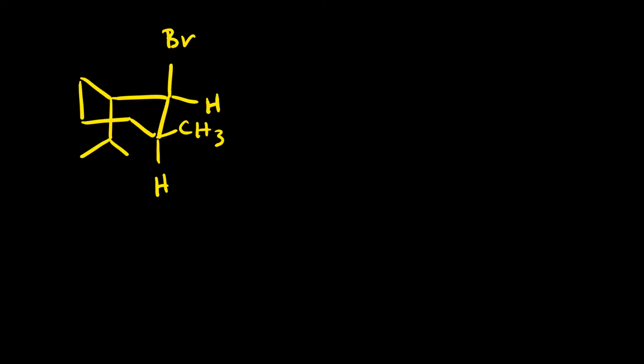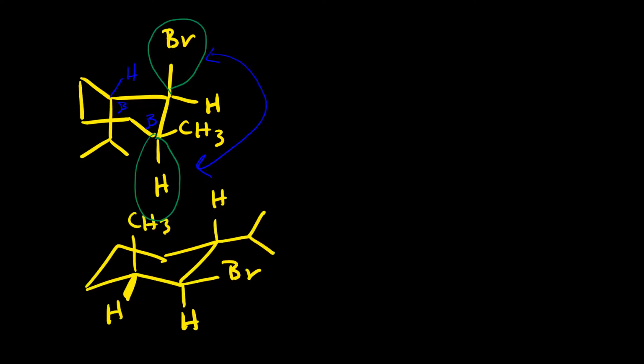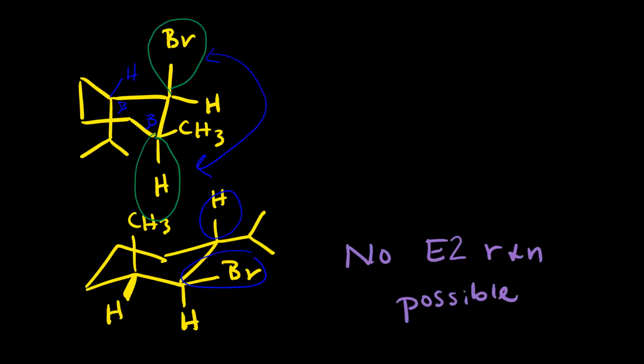Let's look at one in a chair conformation. So notice that in this chair conformation, we have the bromine here and the hydrogen here at the beta position. So here's your beta position. And these are anti-periplanar. At this beta position, you have a proton facing straight back, so that is not in the correct orientation. However, if you flip it to the other chair, you still can't get that proton in the correct orientation to undergo E2 elimination. So E2 is not possible at that position.